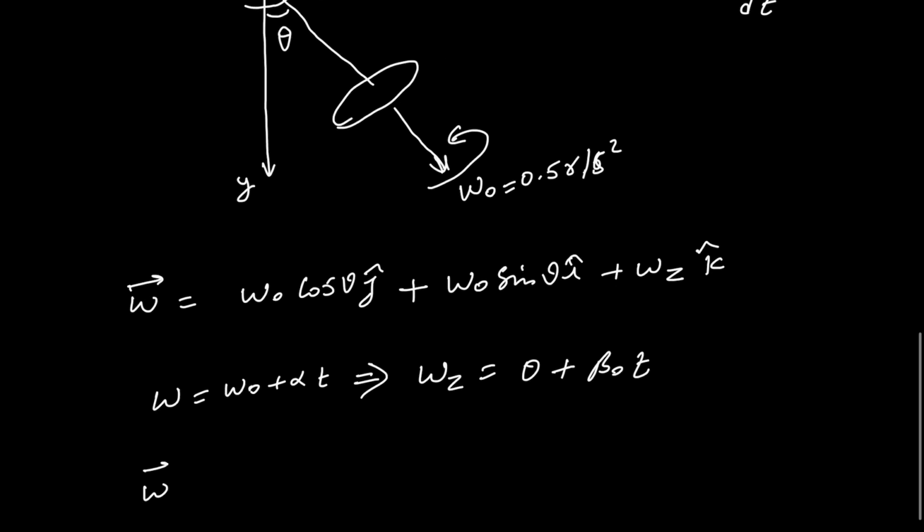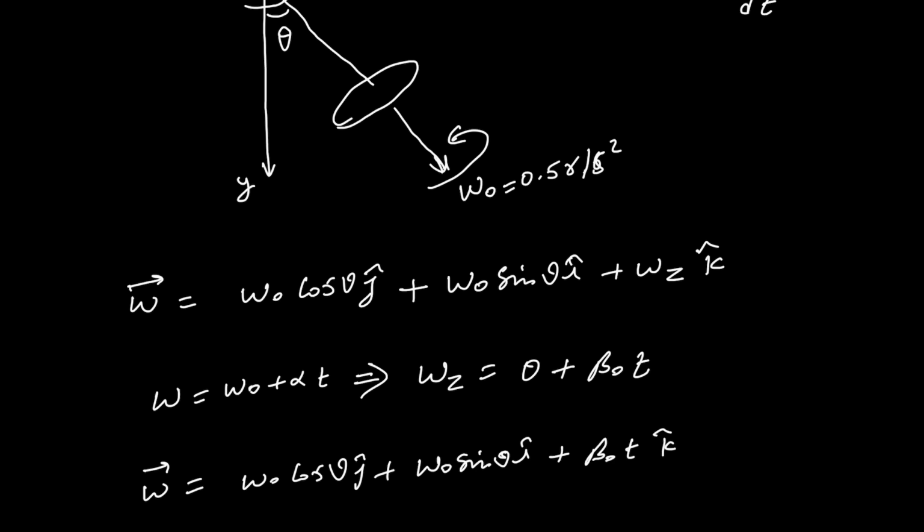So when we put all these values, we will get omega naught cos theta j cap plus omega naught sin theta i cap, and plus, instead of omega z, we can write beta naught t k cap.